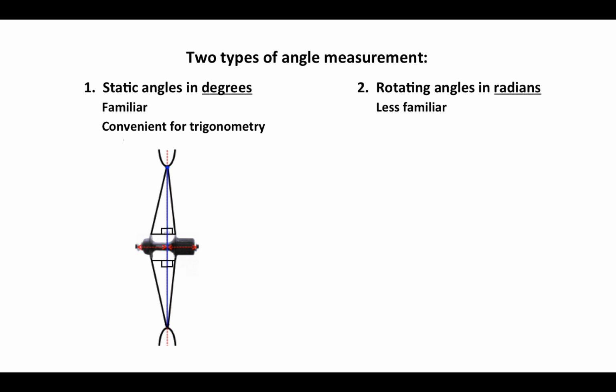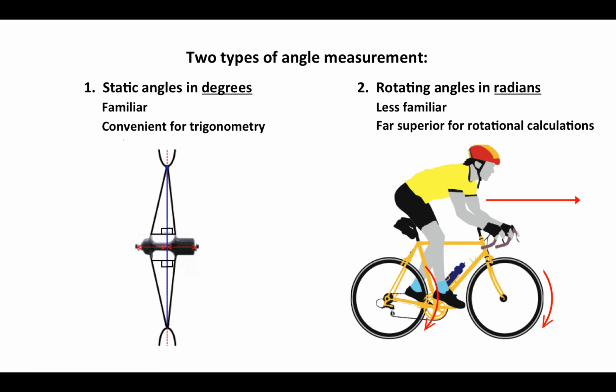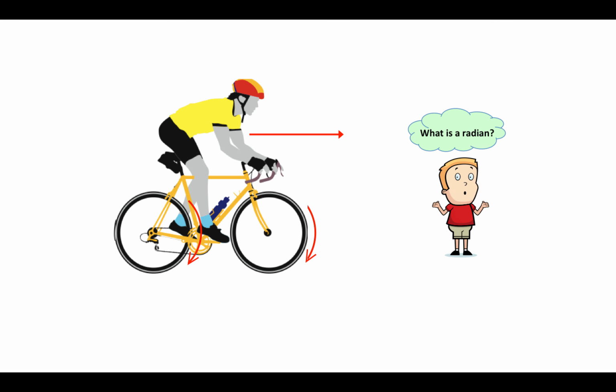Measuring radians is less familiar to many people, but it's far superior for rotational calculations. So anytime we're doing something that involves rotation of wheels, we will use radians. So what is a radian?